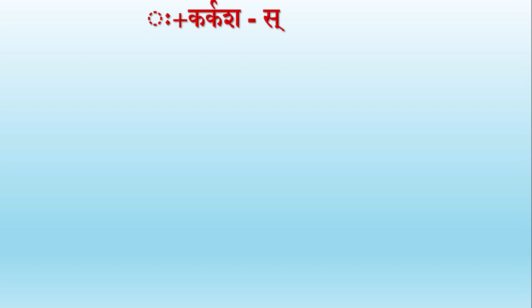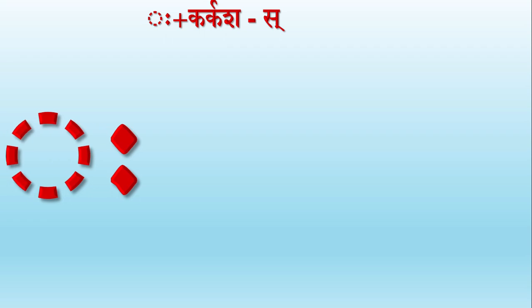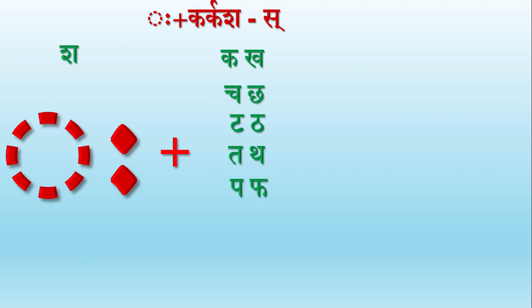Visarga plus Karkasha becomes Sa. This is our first rule. In the place of Visarga, we must add the letter Sa. Hence, this is called Sakaradeshaha since the letter Sa comes in as Adeshaha.